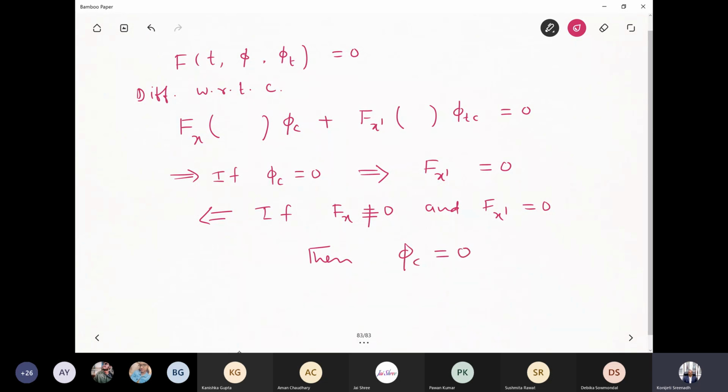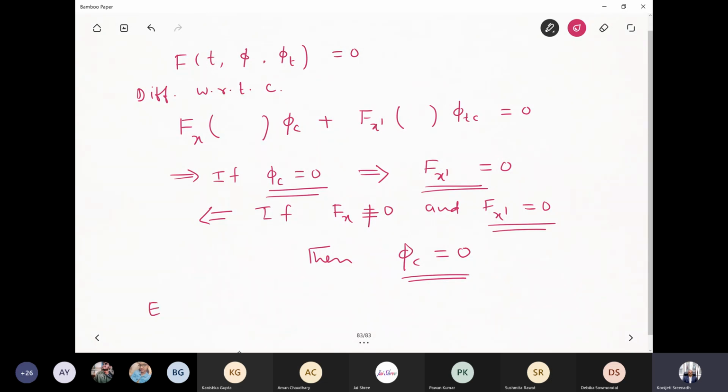You see that phi c equals 0 implies fx prime is 0, and fx prime equals 0 implies phi c is 0, but you have a condition that fx is not 0. So if fx is non-zero, then phi c equals 0 and fx prime equals 0 are equivalent. So the envelope actually can be found by writing fx prime equals 0 and fx not equal to 0.